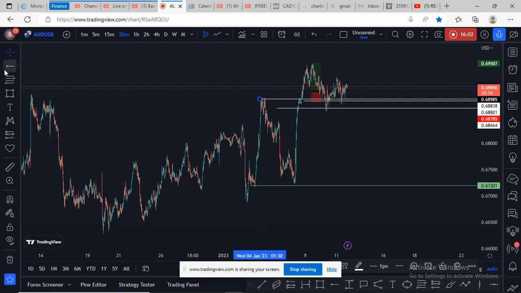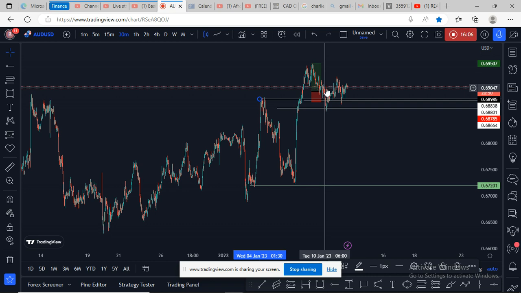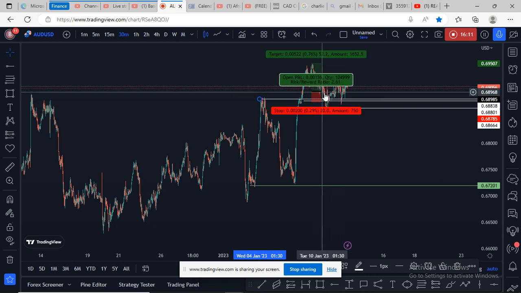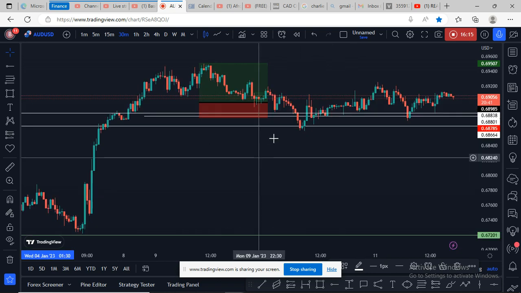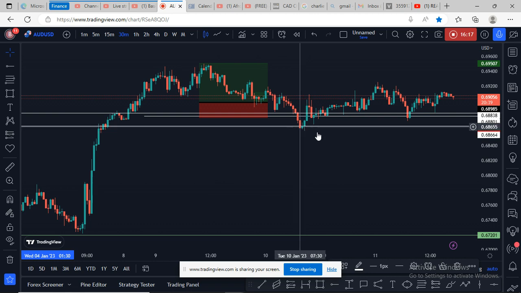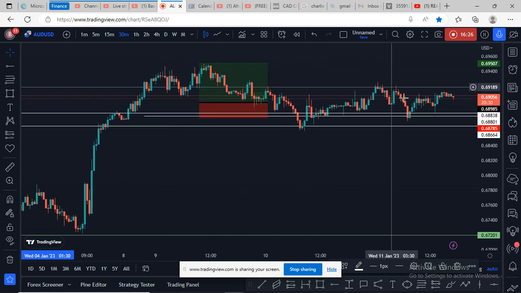AUD USD is here. There's also a demand. It's also a demand zone. So as you can see, when they entered, they tried to move up, spiking up. So I saw this move. I entered. Let me show you how I entered. Immediately they came here, did whatever they wanted to do, right? They started moving. I was late though. That's why my entry looks like this.